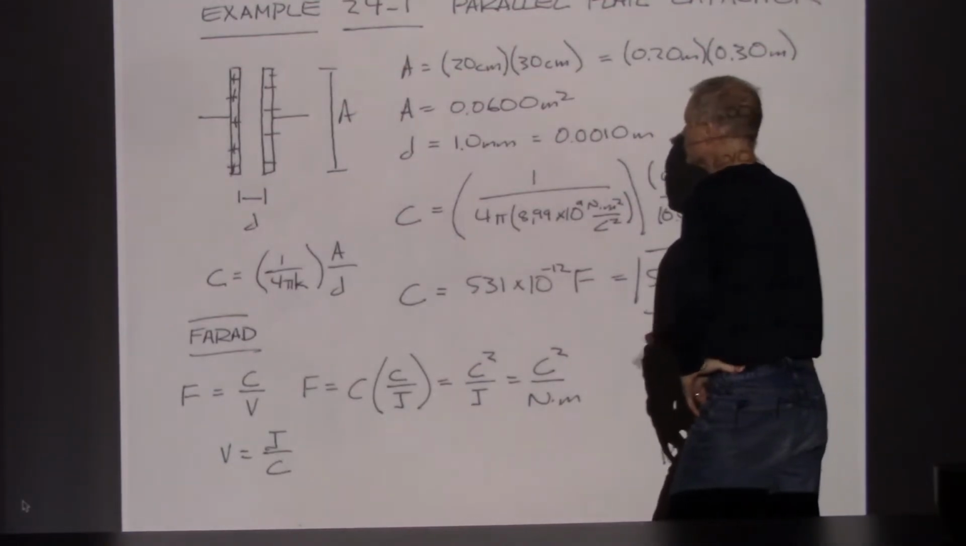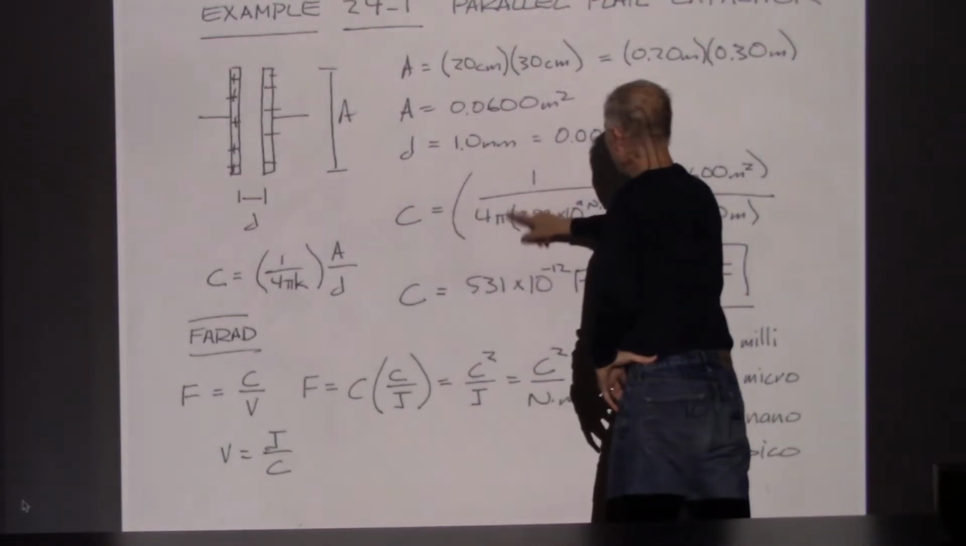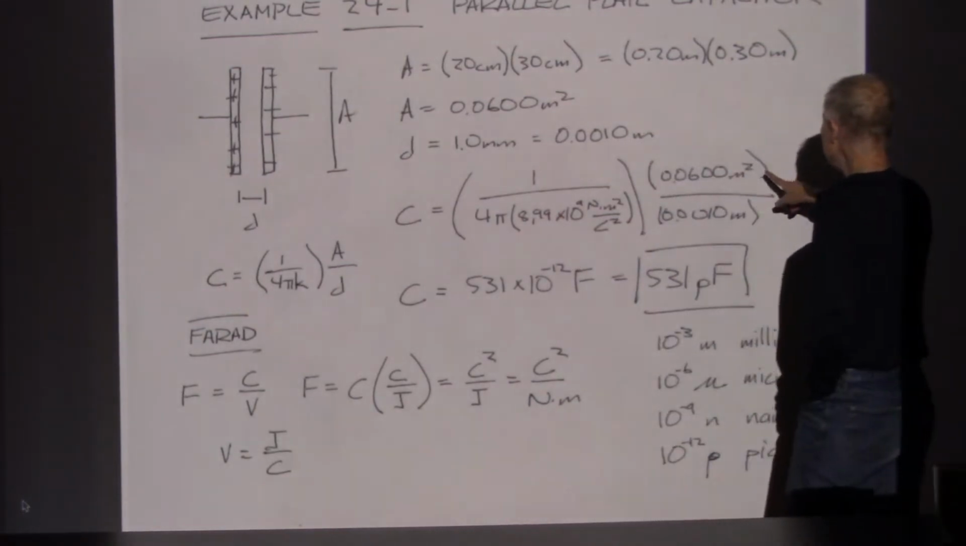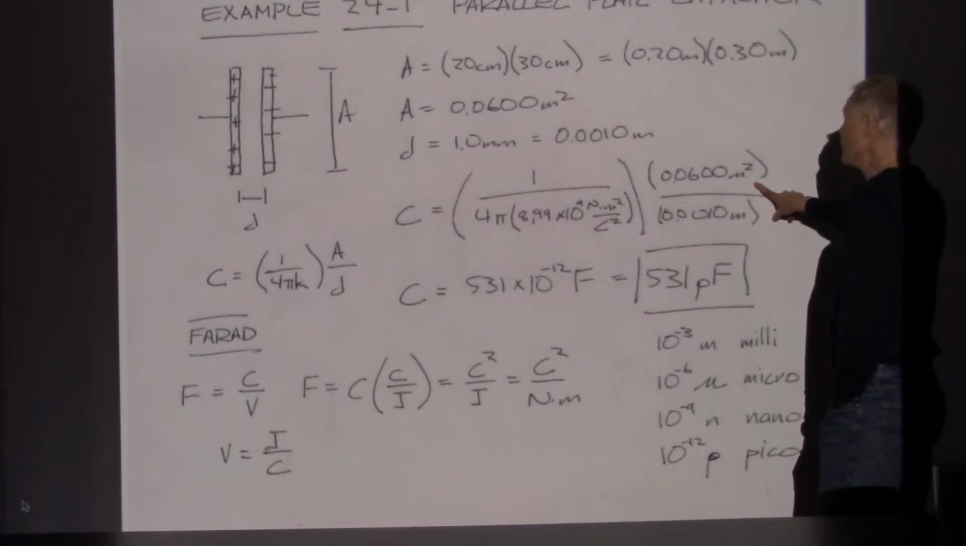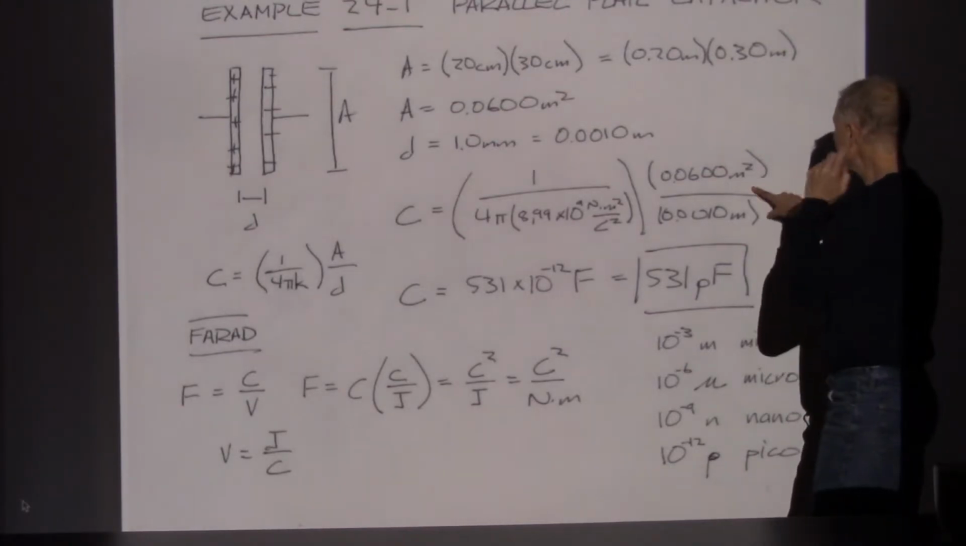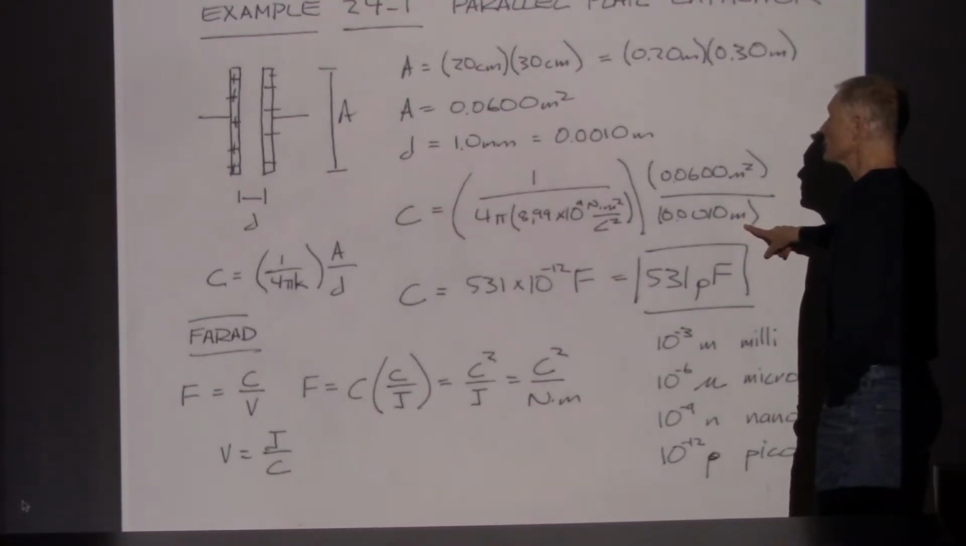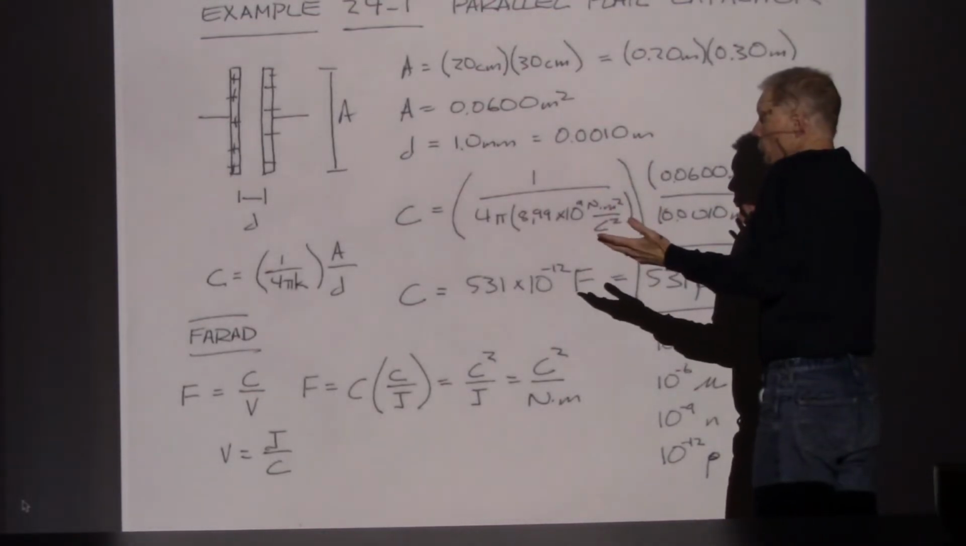All right, so for capacitance I'm putting in 1 over 4 pi. There is my little k value. Then here I have the area, 0.0600 square meters. And then here is the distance between the two plates, 0.001. And then I just do the calculations.